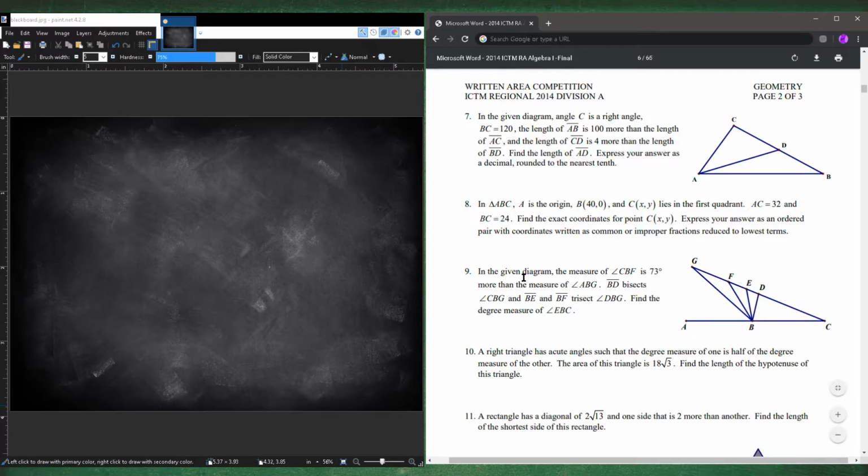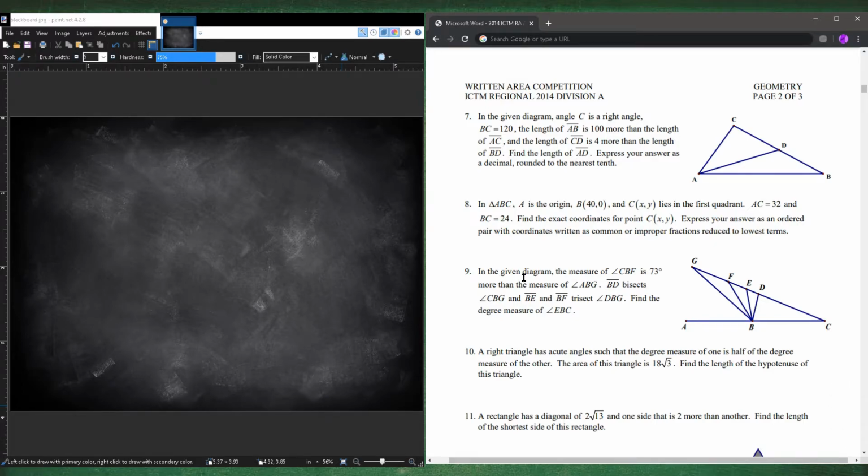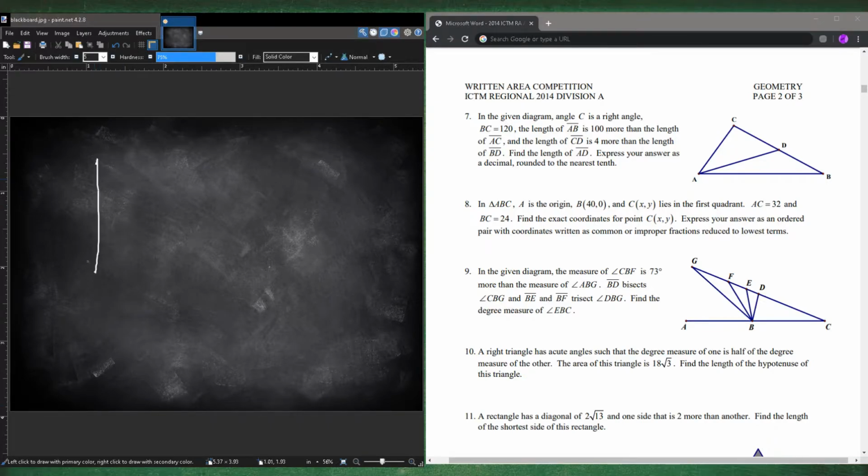Number 8. Okay. In triangle ABC, A is the origin, B is equal to this, so let's kind of graph this out. So A is at the origin, B is at (40, 0). So this is A, this is B, this length is 40. And C lies in the first quadrant, so something like right here. So let's say that's C. If AC is 32, so this length is 32, and BC is 24, find the exact coordinates of C.